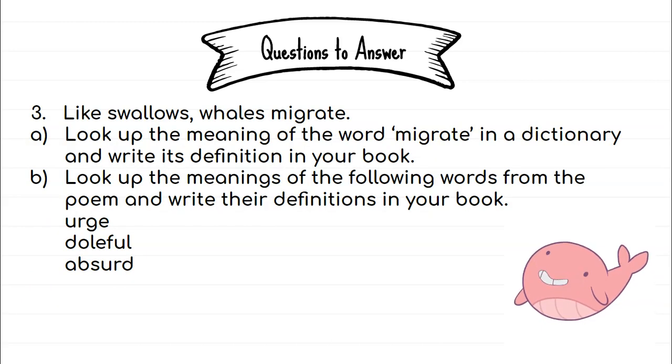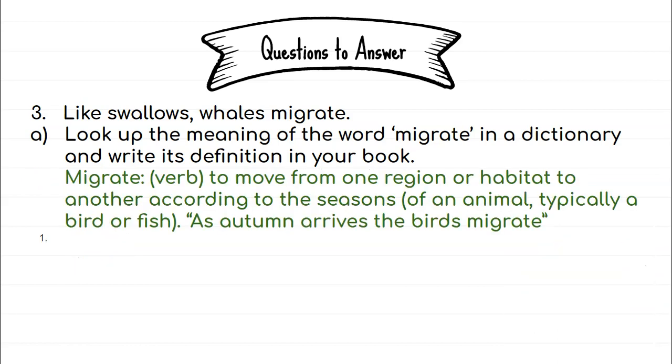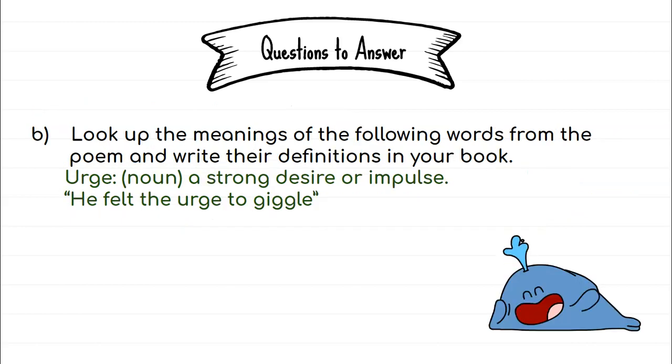Right. Number 3, like swallows and whales migrate. It says look up the meaning of the word migrate and write the definition in your book, please, and also those 3 other words, urge, doleful, and absurd. So let's start with migrate. First of all, you need to write what part of speech it forms in language. So migrate is a verb, and you could have a slightly different definition to mine depending on where you looked at the word. But something along the lines of to move from one region or habitat to another according to the seasons. We typically talk about migrate in terms of an animal, so usually birds or fish migrate. And then there was a quote, when I looked it up, it said, as autumn arrives, the birds migrate, just to put it into context.